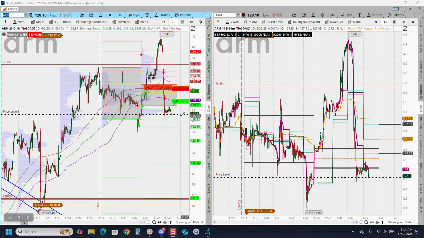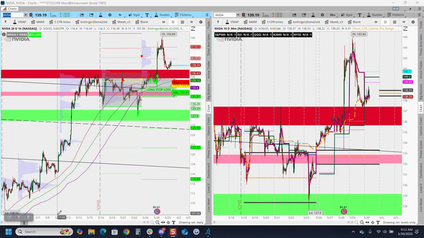The weekly volume point of control is already, pre-market here, rejecting. So basically anything above the 128.90, I would be looking to the short side for price discovery lower.